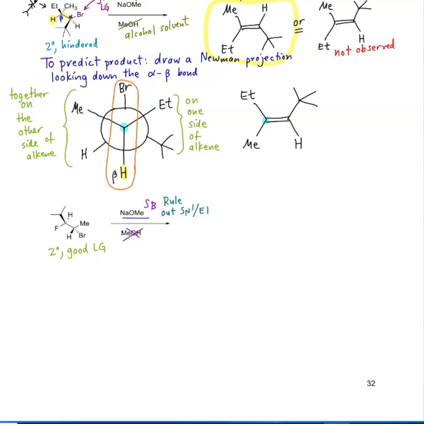Now the methoxide ion, which you could also draw like this, CH3O minus, is fairly small and pretty nucleophilic. So we can't rule out SN2. So methoxide is small, and it's a good nucleophile. So in this case, we can't rule out SN2. However, we can look at what will happen with the E2 pathway.